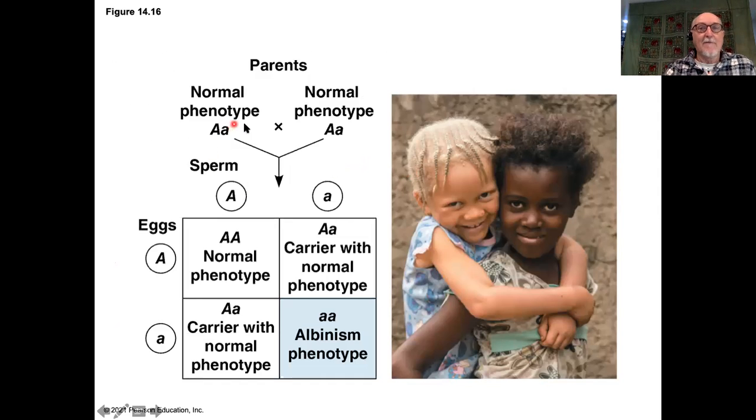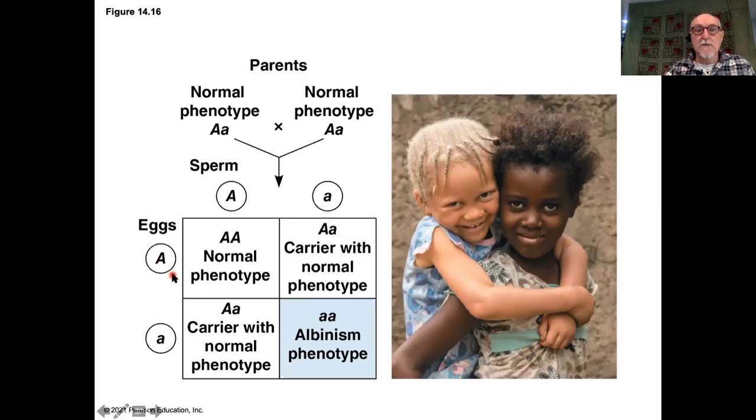And here we have parents. Each of them has a normal phenotype, dark skin, but these are heterozygotes, big A, little a, big A, little a. This recessive gene here is the gene for albinism. So if we were to draw up a Punnett square for the likelihood that they will actually produce albino children, what genes can they produce? Big A, little a from each.